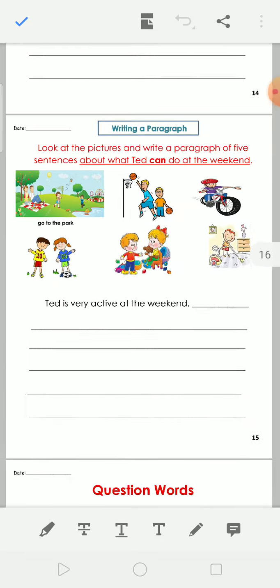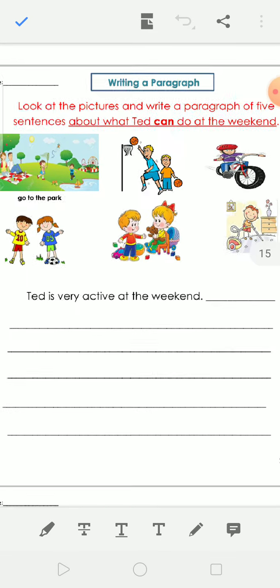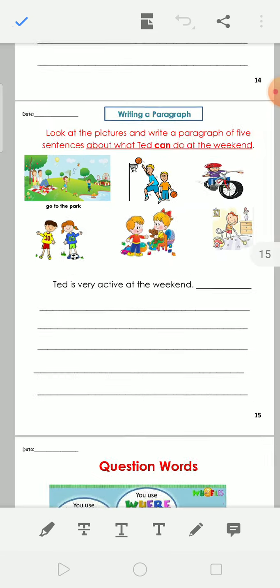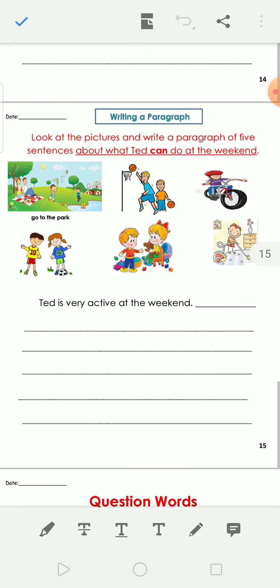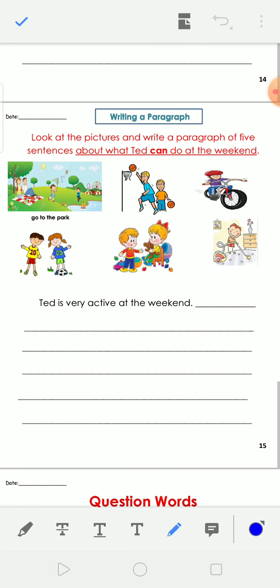Now let's describe these pictures to complete our paragraph. Get ready to write with me. Look at the first picture here. Try to tell me what he can do here. Yes, great. He can go to the park. Let's write it together.